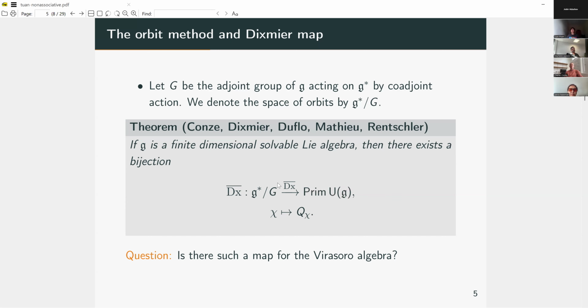So a natural question for us is: is there such a map for the Virasoro algebra? We want to understand the primitive spectrum of the Virasoro algebra, so the natural question is, is there such a map for the Virasoro algebra? So what is the Virasoro algebra?